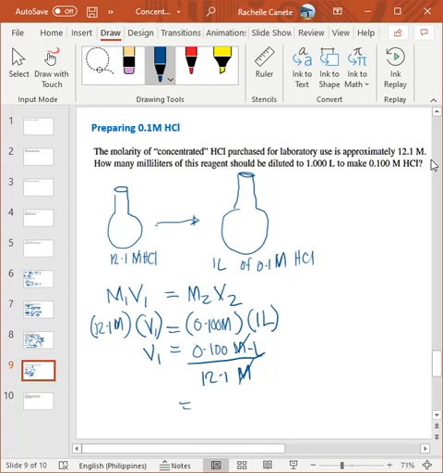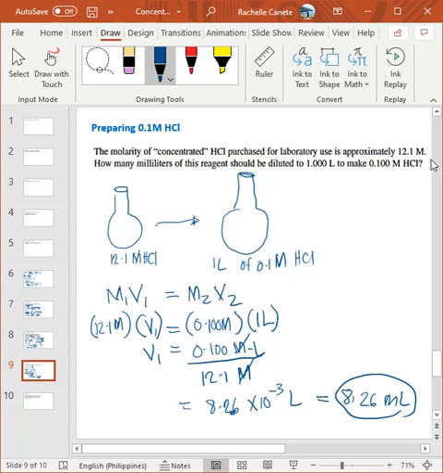8.26 times 10 to the minus 3 liters, or equal to 8 point... am I doing this right? That's the volume. Yeah, that's 8.26 ml.